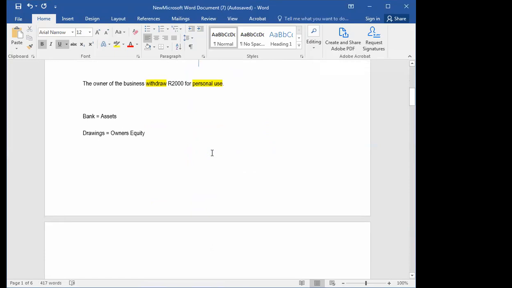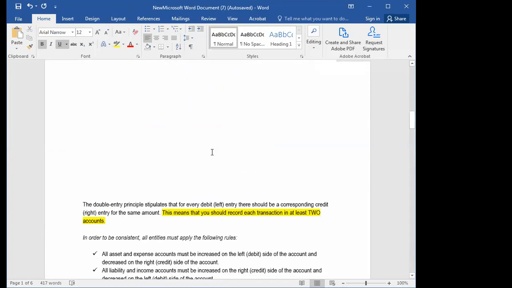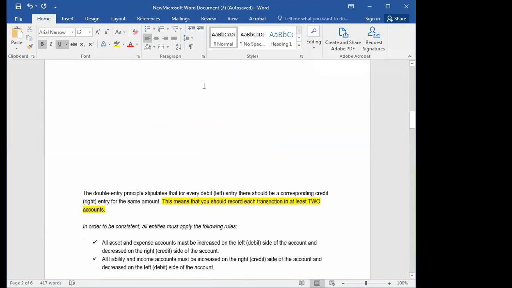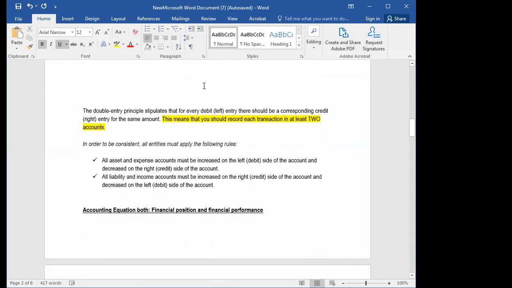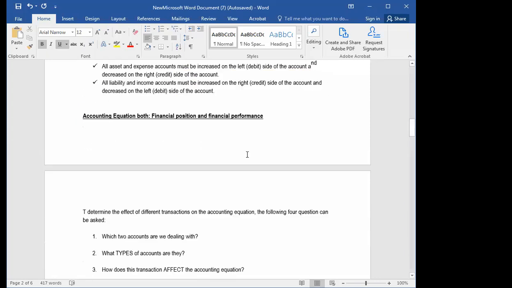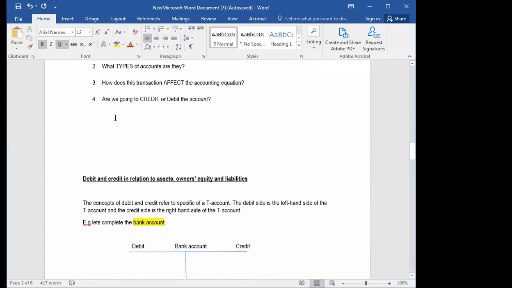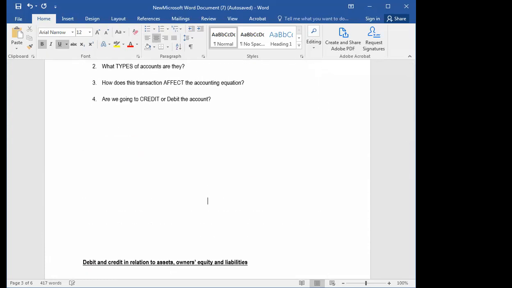Double entry principle means that your debit side must correspond in records with a credit side. So whether it is assets, owner's equity, or whatever the transaction is, it must be recorded according to the double entry rules or principles. Let us take another example.